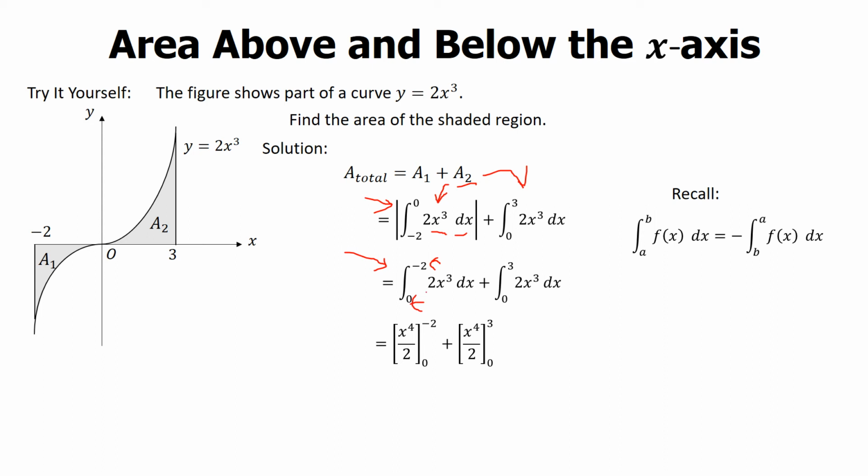So 2x cubed, we get x to the power 4 over 2. Similarly, 2x cubed for the second integration is also x to the power 4 over 2, but the range is different. For the first integration it is from 0 to negative 2. For the second integration it is from 0 to 3. Now substitute the values, we get half of negative 2 to the power 4 minus 0, plus half of 3 to the power 4 minus 0. We calculate and we get the answer is 97 over 2 units squared.